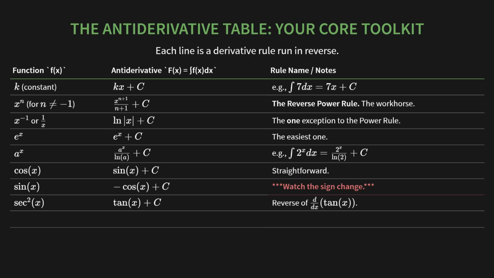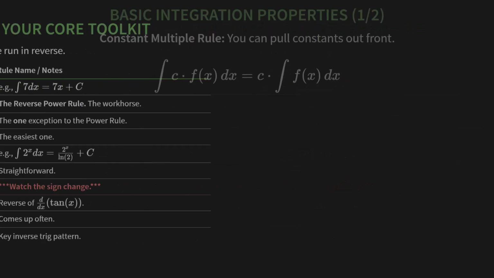And a few more key ones. The integral of secant squared of x is tangent of x plus c. The integral of 1 over 1 plus x squared is arctan of x plus c. This one comes up more often than you'd think. And the integral of 1 over the square root of 1 minus x squared is arcsine of x plus c. Another key inverse trig pattern to know.